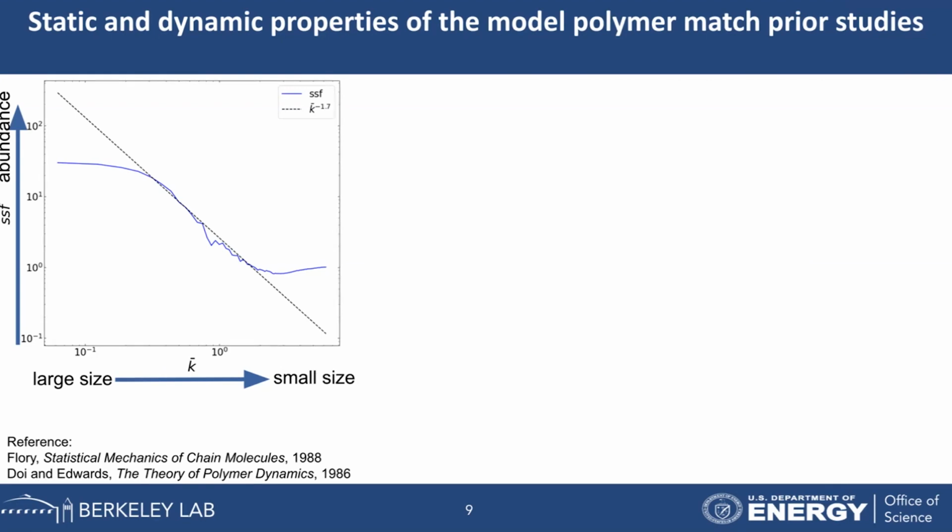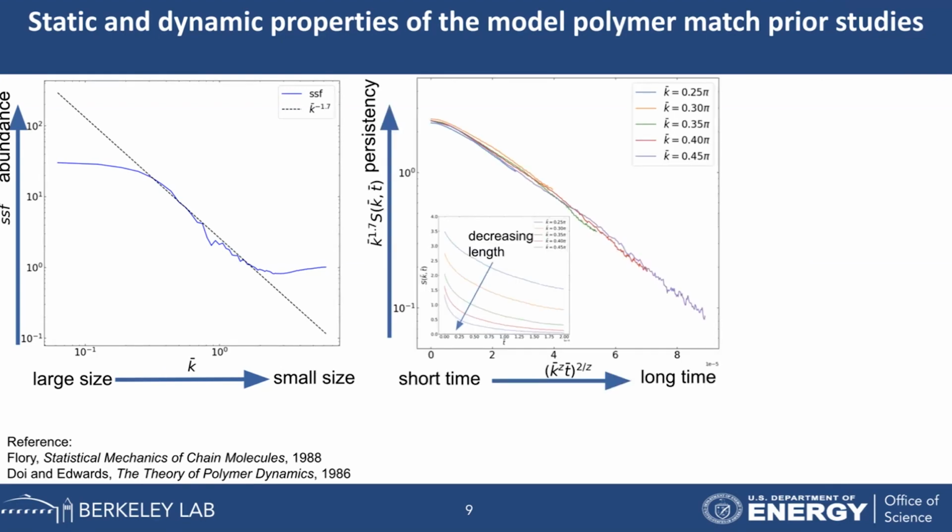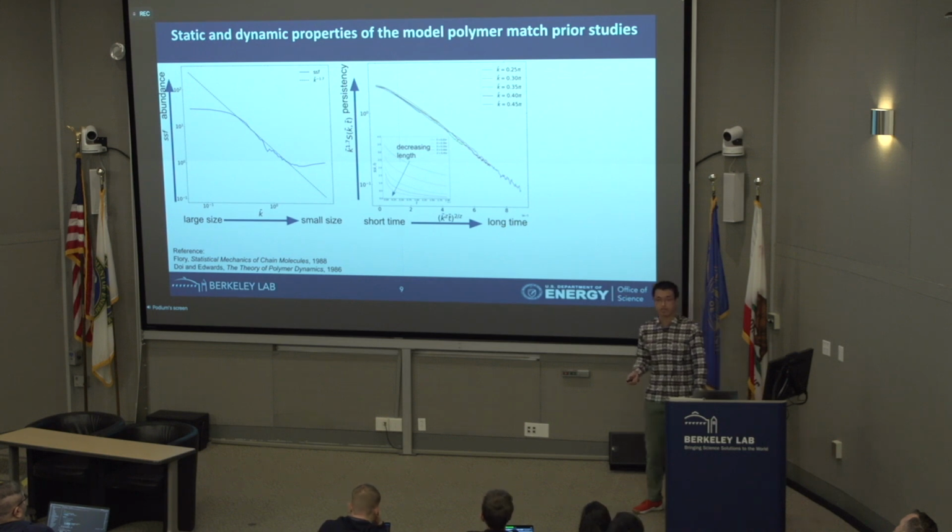And on the right, I show the scaled dynamic structure factor versus time for different wave numbers, and also show the unscaled data in the inset. The dynamic structure factor is a measure of persistency of the structure corresponding to a specific length. As time goes on, the structure relaxes and the dynamic structure factor decreases, as we see in the inset. Interestingly, the scaled data with z equal to 4 collapse all curves onto one, which matches exactly the Doi and Edwards prediction for the Rouse model.